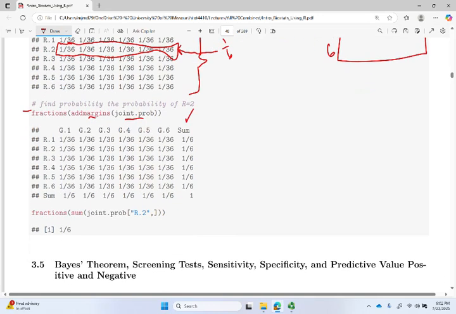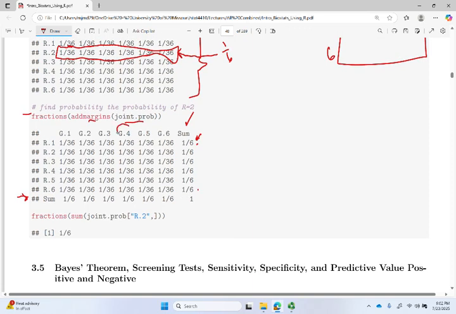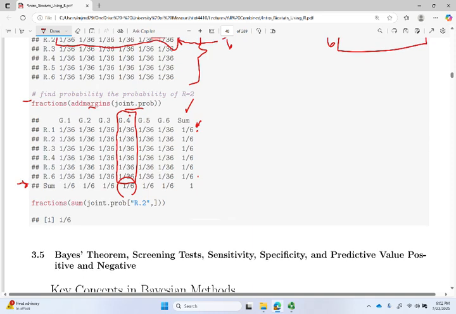It adds these margins, or the totals, to the rows. Notice that they're all 1/6, and that's what it should be. So the probability of rolling a red die and obtaining a 6 is 1/6. But it's also this way: if we want to find the probability of rolling a 4 on the green die, then we sum all possibilities of the other event for when the green die is a 4, and that's 1/6.